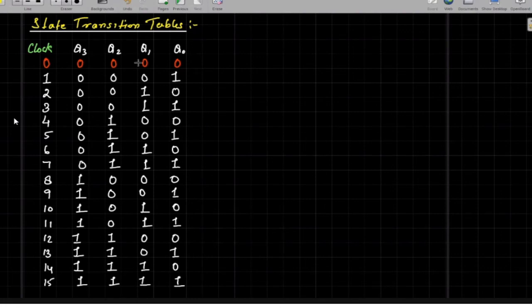Okay, so in this way you will have a counting sequence. This is the counting sequence, and after that, if you go up to the next state, for example, if you have 16, then it will restart again.